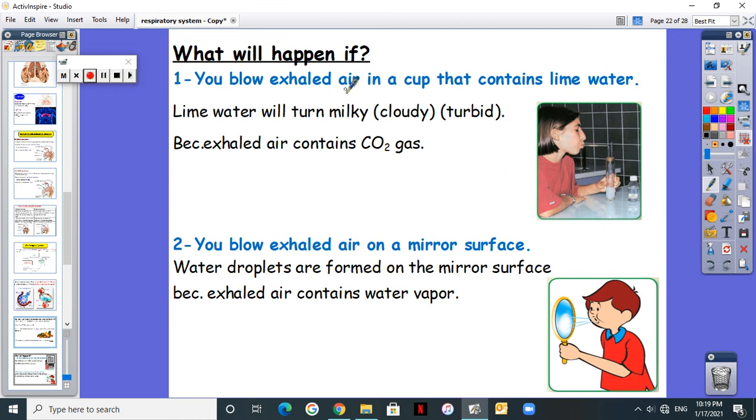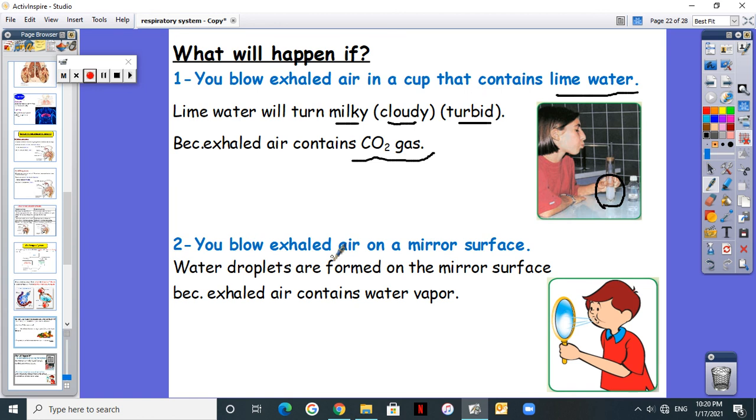What will happen if you blow exhaled air in a cup that contains lime water? Lime water we bring from the science lab, and its color is like the color of water. It is clear. When you blow exhaled air in the cup containing lime water, the lime water will turn turbid. What is the meaning of turbid? Milky or cloudy. Look at this picture. This means that exhaled air contains carbon dioxide, because the lime water will turn milky, cloudy, or turbid. The same meanings.